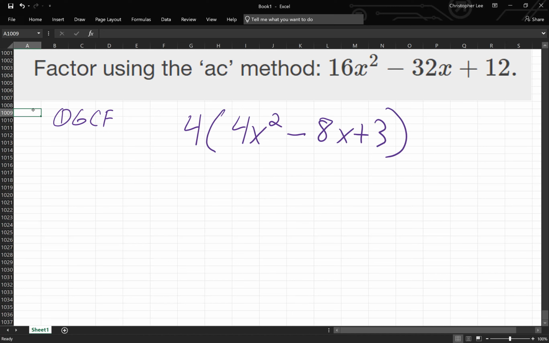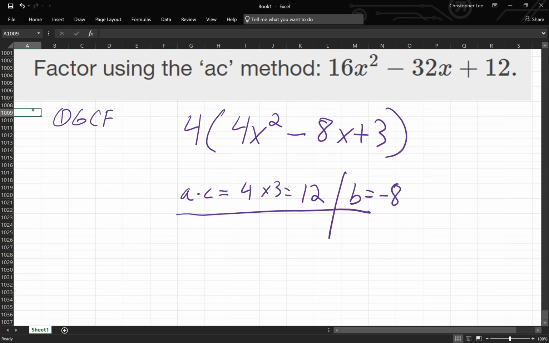And what's next? A times C, okay, I'll take it. And what's A times C? 12, right? So 4 times 3, which gives me 12. And my B is -8, right? So what are two numbers that multiply to give me positive 12 but add up to -8?